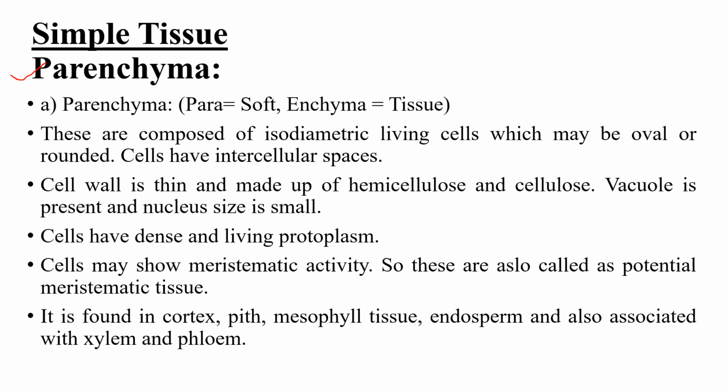What is parenchyma? Para means soft and enchyma means tissue. So these are composed of isodiametric living cells which may be oval or rounded. Cells have intercellular spaces. That means these are cells, more or less spherical in shape, and have some space in between them. These are the spaces.